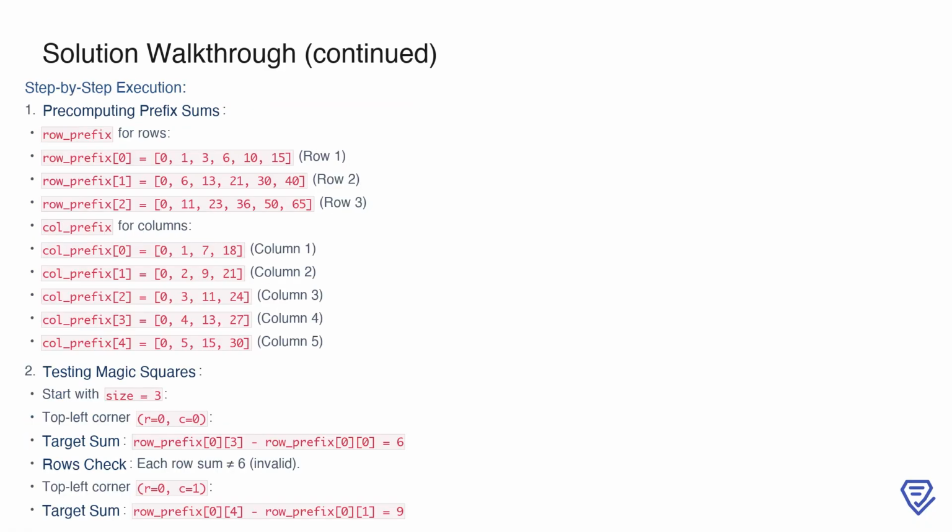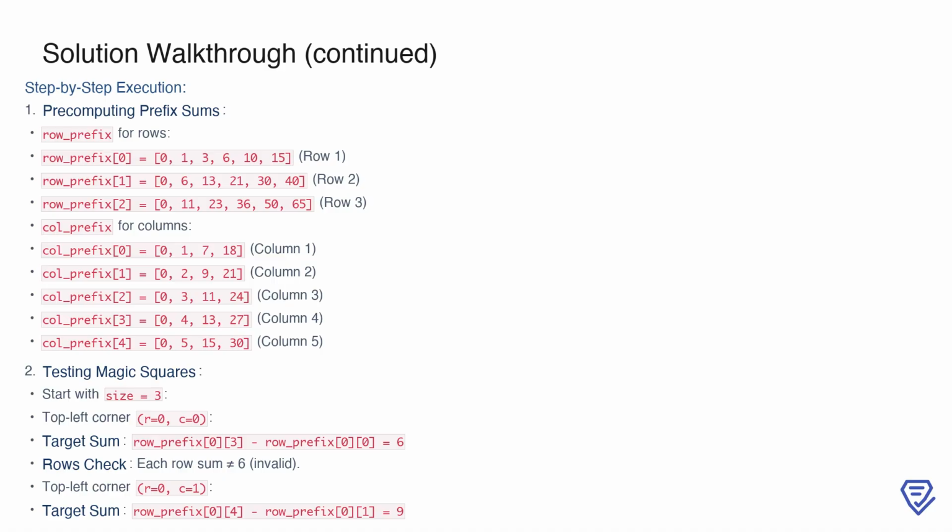In the second example, we analyze a wider grid with dimensions 3x5. As before, we start by pre-computing the prefix sums for rows and columns. For instance, the first row's prefix sums are 0, 1, 3, 6, 10, 15, and the first column's prefix sums are 0, 1, 7, 18. These cumulative sums allow us to quickly assess subgrids of different sizes.